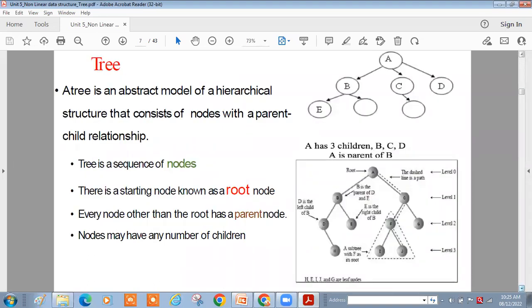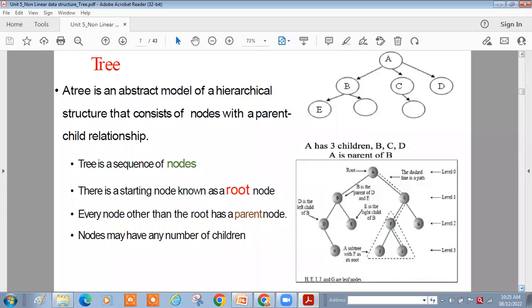Whatever we have discussed till now is just the basic idea, the introduction of the tree. Now we are moving to technical language. Technically, now we have to see about the tree. So a tree is nothing but an abstract model of a hierarchical structure that consists of nodes with a parent-child relationship.